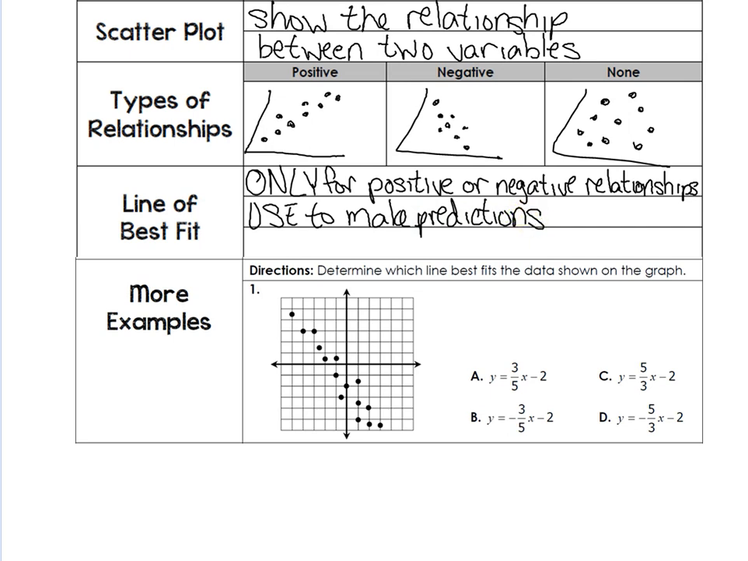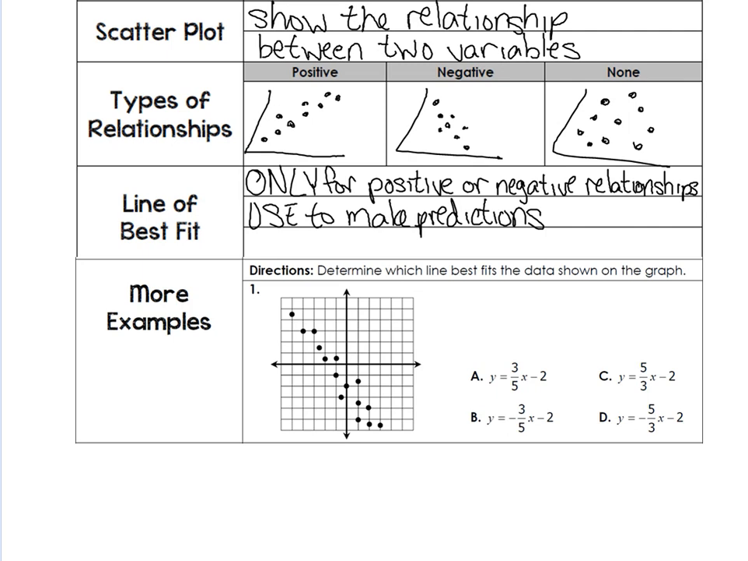So we're going to have two different papers. Your first paper is going to be all about, here is a scatter plot, choose the trend line that best fits that data. And then the next paper is going to have, here are some points, write an equation, now make a prediction for it. Just as a reminder, your line of best fit should follow the path of your points.